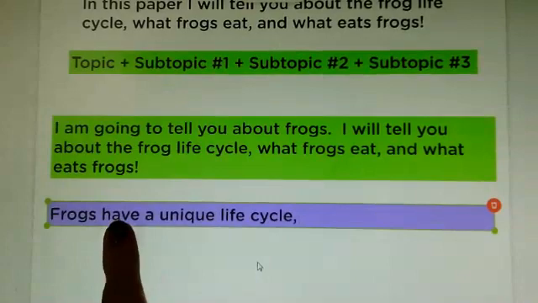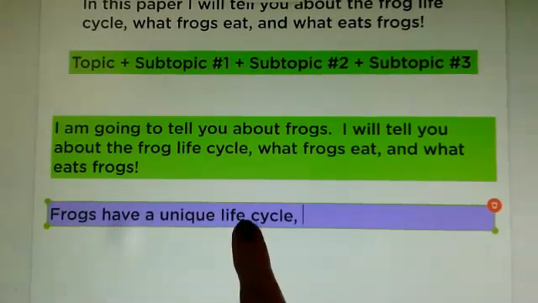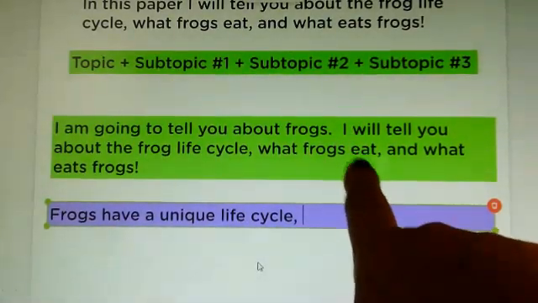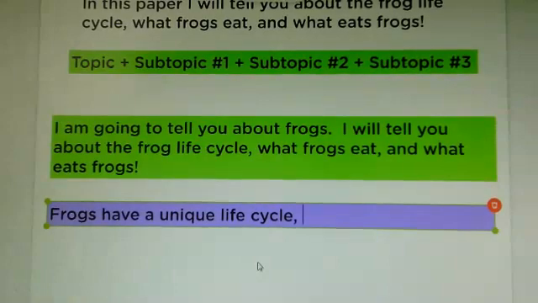Well, I used a verb here. They have a unique life cycle. Eating is a verb, so how can I use that? Frogs have a unique life cycle. What could I put instead of eating? What's another word that means eat? How about diet?